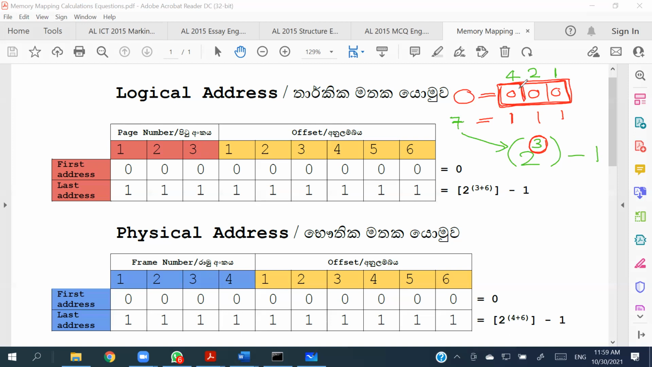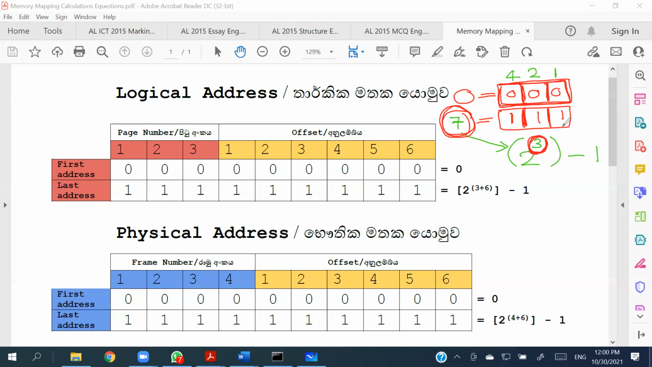So there are 3 places for bits in the address. This indicates the number of bits in the address. So taking 2 to the power of the number of bits, minus 1, will give you the largest value that the particular address can hold. Are you clear with that, people?